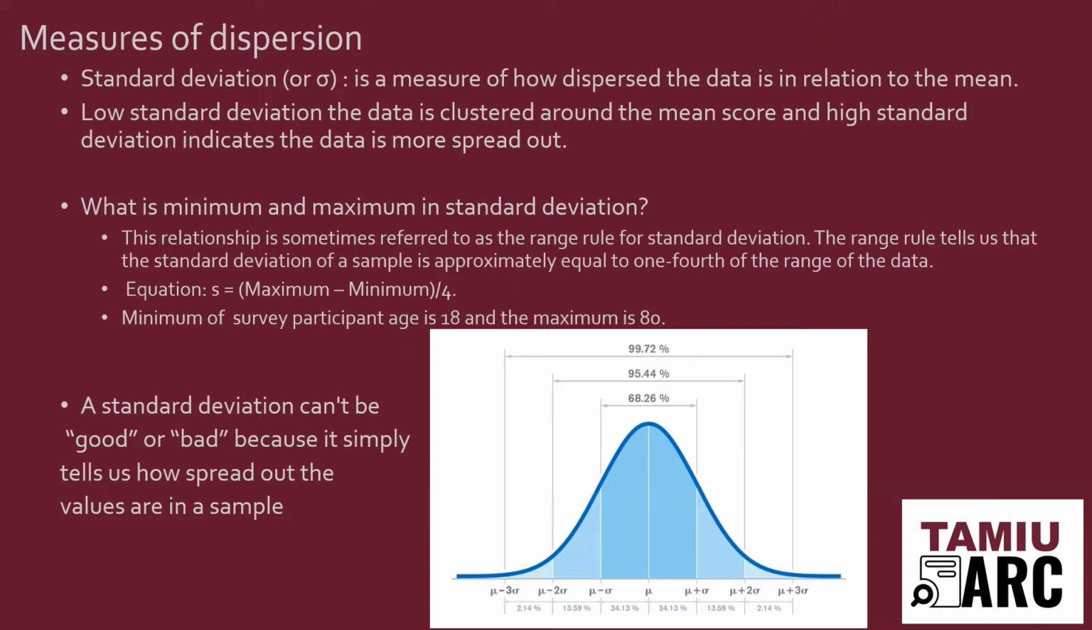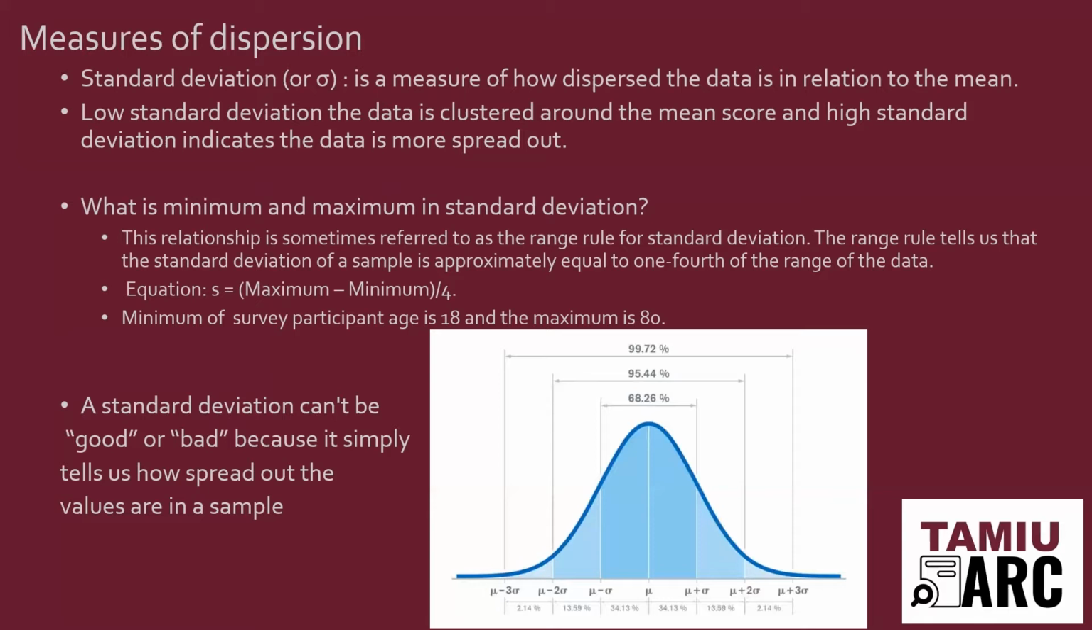The relationship is sometimes referred to as the range rule for standard deviation. The range rule tells us that the standard deviation in a sample is approximately equal to 1/4 the range of the data, with an equation of S for standard deviation equal to the maximum minus the minimum score divided by 4. For instance, you can have a minimum survey participant age of 18 and a maximum age of 80.